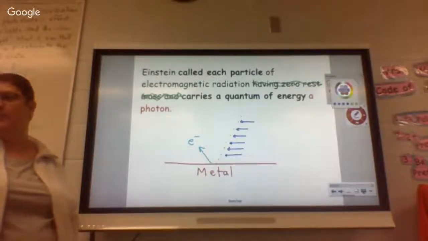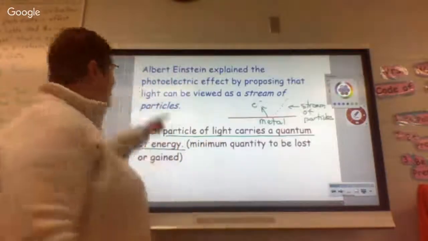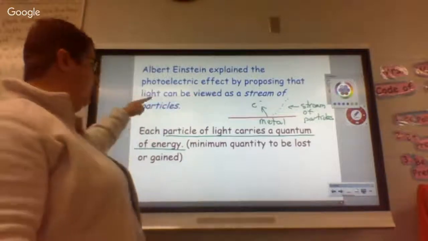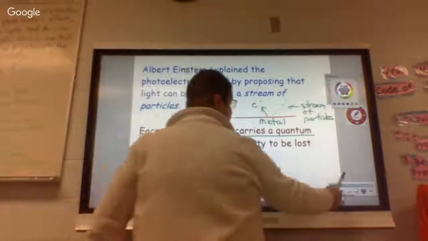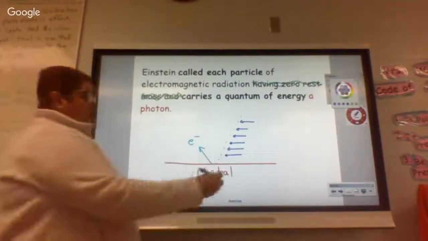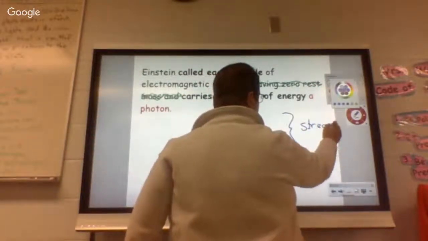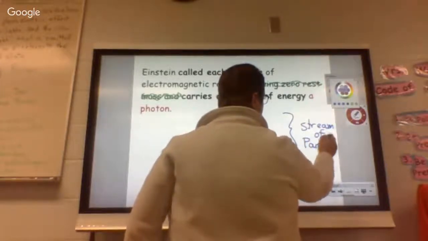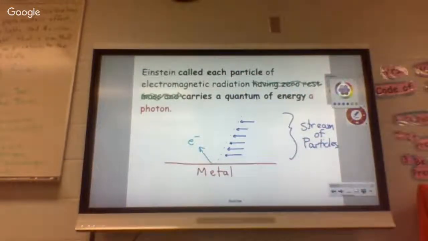Yes, it's stable. A stream of particles, okay? So that's the stream of particles that Albert Einstein's referring to, right? That's why I drew it as a stream, and I've got multiple dots there. So if I draw this out to the side, this is our stream of particles. All right, that's Albert Einstein's stream of particles.